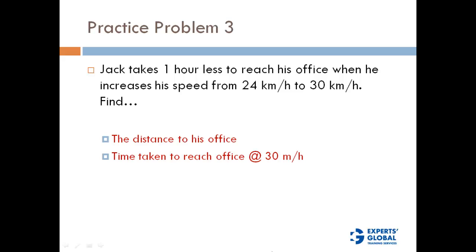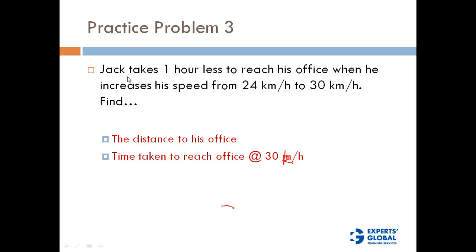Jack takes 1 hour less to reach his office when he increases his speed from 24 kilometers per hour to 30 kilometers per hour. Find the distance of the office and the time taken to reach the office at 30 kilometers per hour. Okay, sorry, this is not miles, this is kilometers.